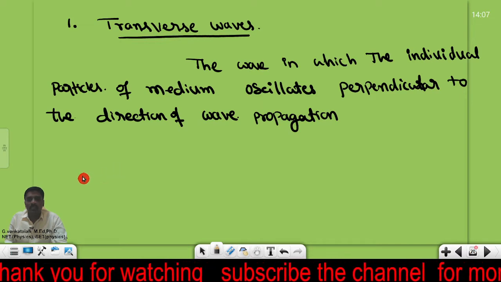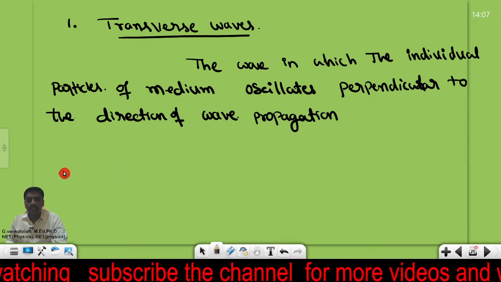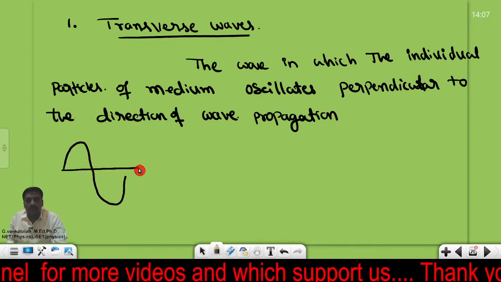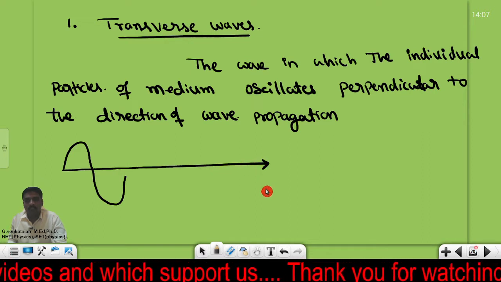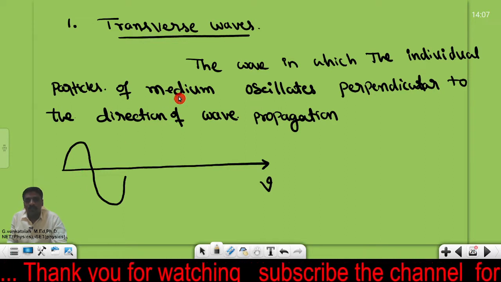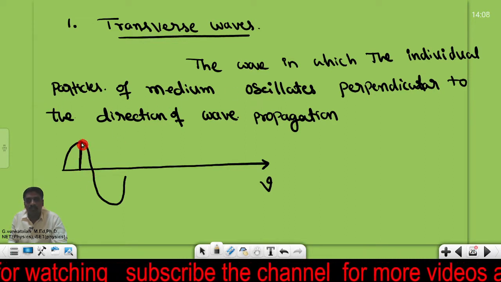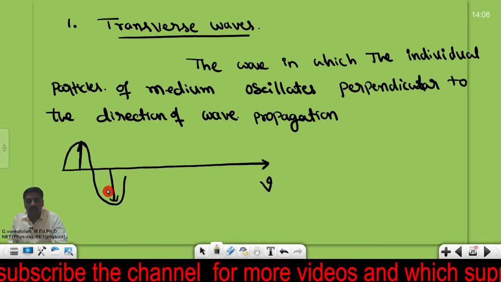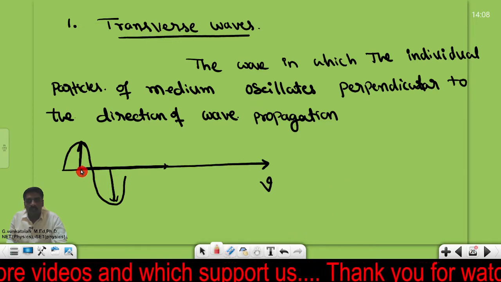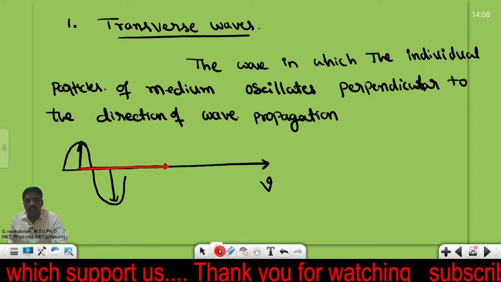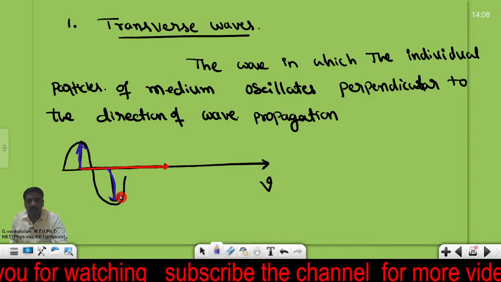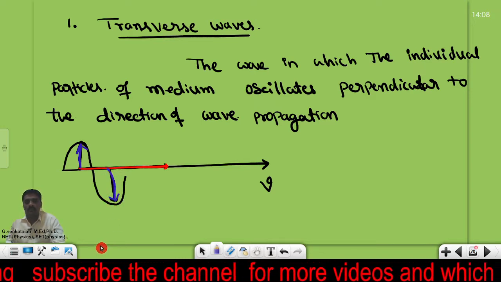Let me take water waves, so you can easily understand. Water waves will be formed like this. The water wave is propagating like this. This is the wave propagation direction. The particles of the medium are oscillating in this direction and this direction. The wave direction is like this, but the particles are oscillating exactly perpendicular to the propagation of the wave.